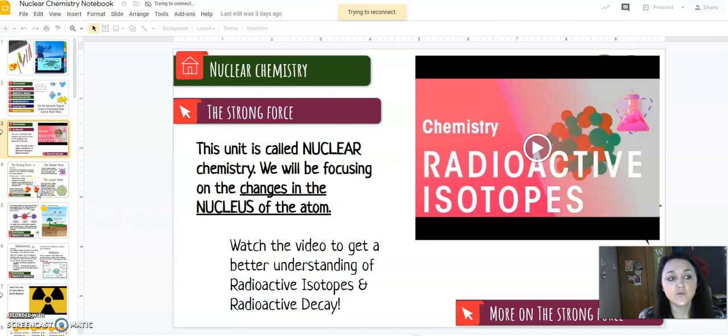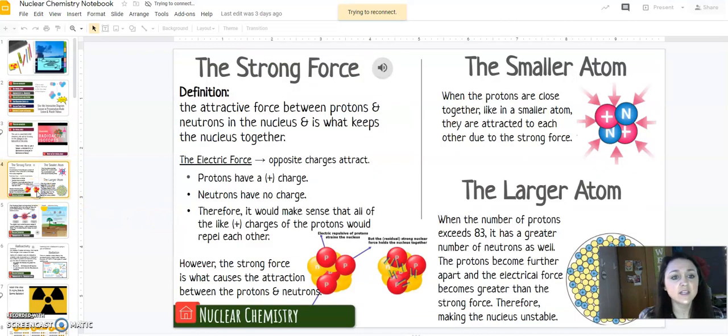Okay, now that you've watched that video, let's talk about the strong force. Remember, you need to click on this microphone and listen to all of it first, okay? So the strong force, and thankfully the scientists didn't come up with a super complicated term. The strong force is the force that holds our nucleus together. So it's the attractive force between protons and neutrons in a nucleus and what keeps it together.